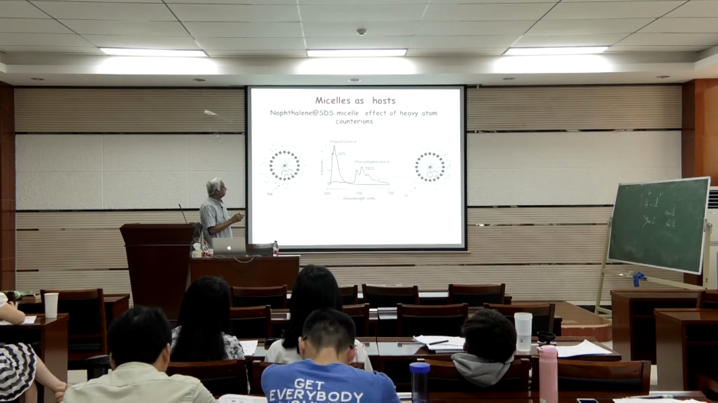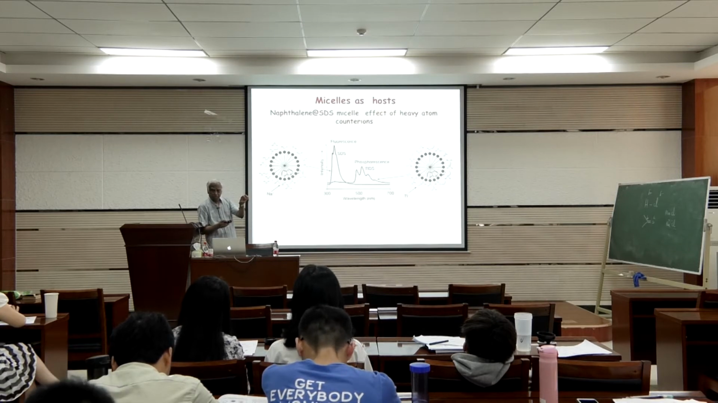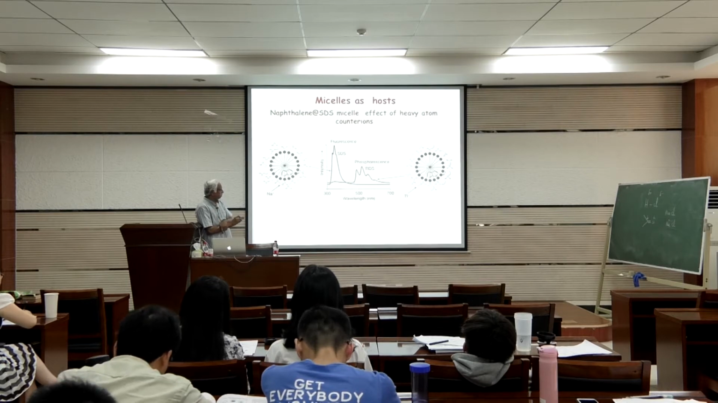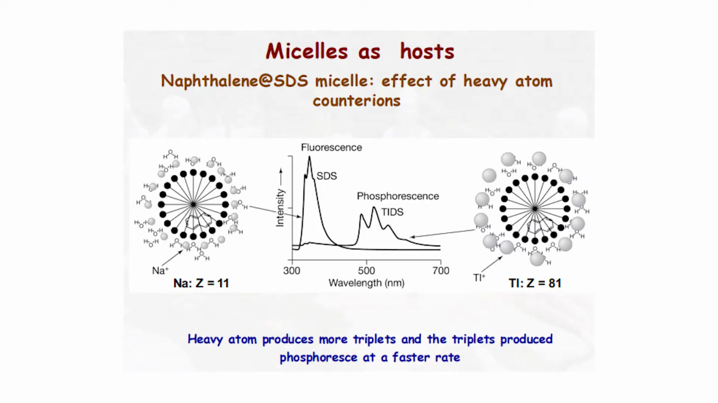Okay. So this is the normal emission of naphthalene in water in sodium dodecyl sulfate. Okay. This is the micelle structure. A micelle looks like a small ball, and then the naphthalene, which is not water soluble, will go inside here, because if you put it in water, it doesn't want to be here, it wants to go inside. Now the emission looks like this. But if you change this sodium into something else, as you see here, completely the fluorescence is gone. And now what you see is the phosphorescence.